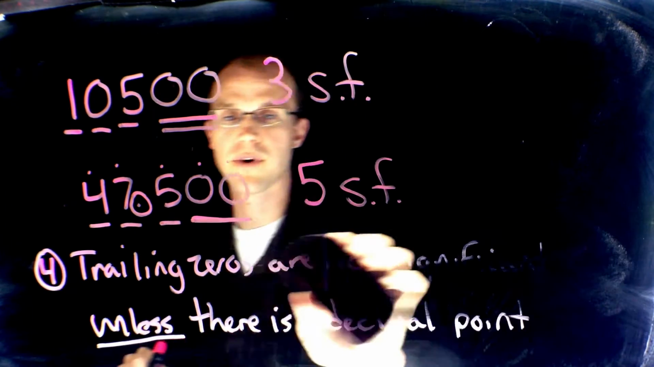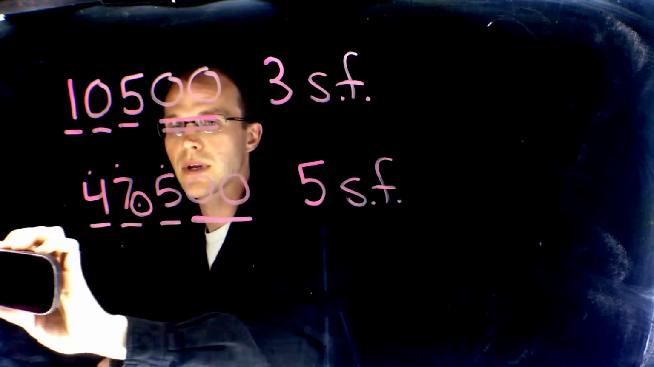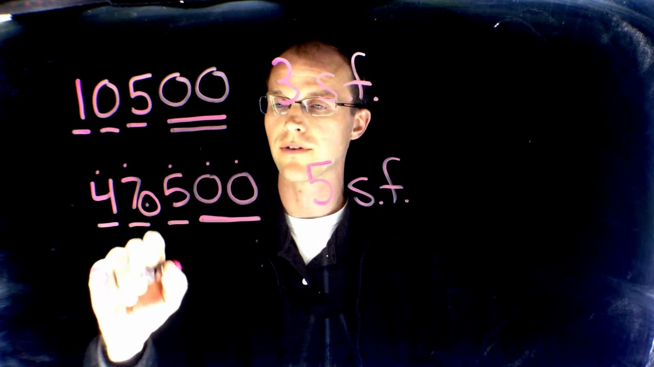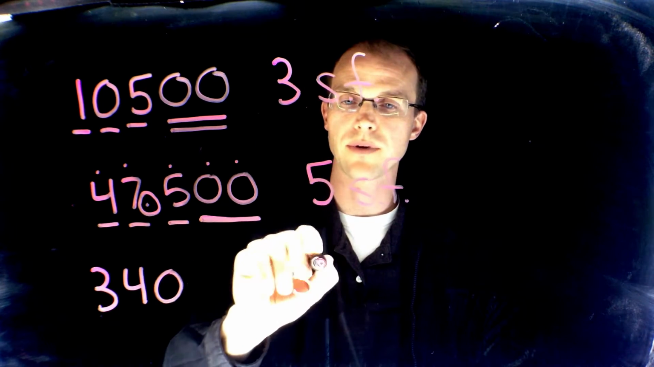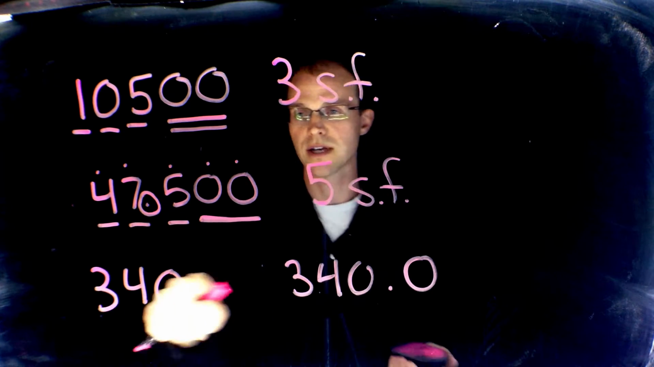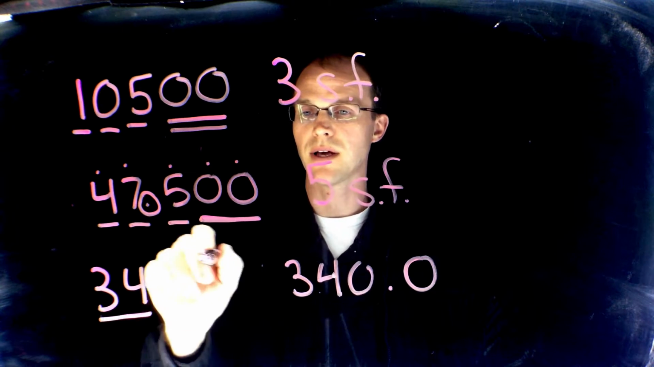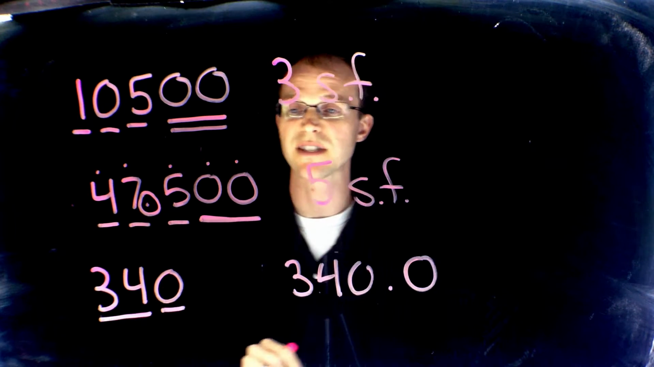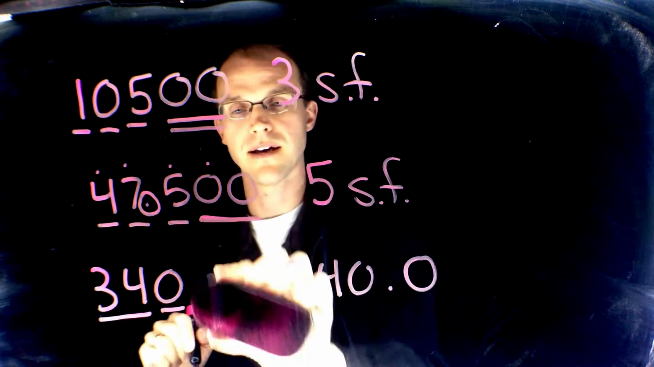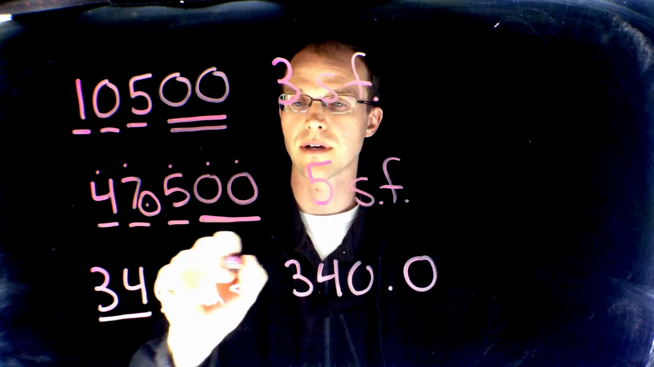Okay, let's do a couple more examples just to see how this goes. Let's compare the number 340 to the number 340.0. Well, let's look at this number. What do we know? These are significant. What about this one? Well, I didn't draw a decimal point, which means this one is not significant. He's got 2 significant figures.